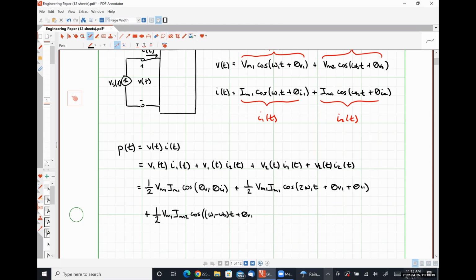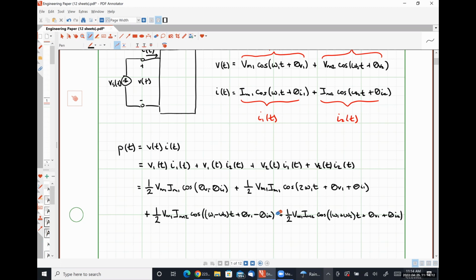I do this all by memory. It's just so much writing. And then we have our frequency term where we add things together. So that's going to be 1/2 Vm1 Im2 cosine, sorry, that should not be twice, omega 1 plus omega 2 times t plus theta V1 plus theta I2. And I think I have one too many parentheses there, so I'm going to delete that one. I think I've closed things off correctly.